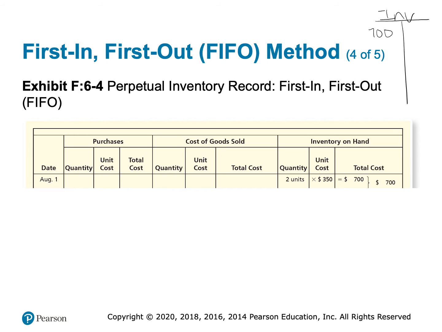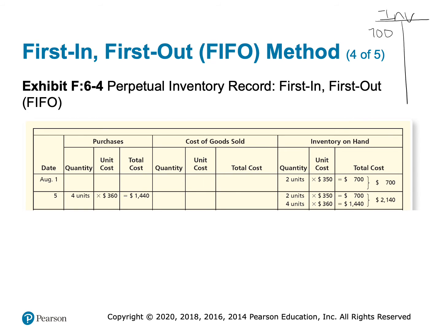So then we're told that we bought 4 more tablet computers and we paid $360 for those. So prices are increasing. So in the purchases column, I'm going to show that I bought 4 units at $360. So 4 times 360 is $1440.